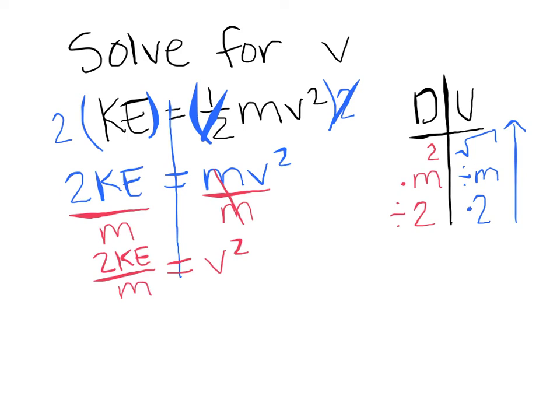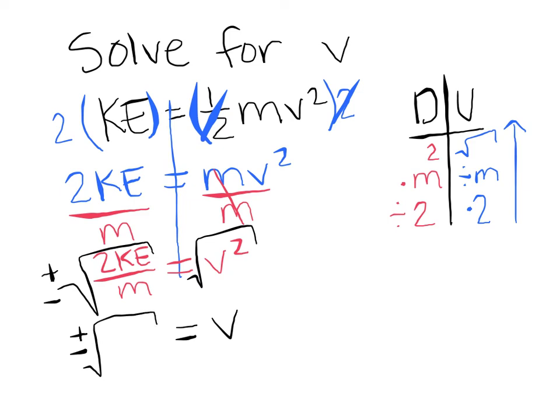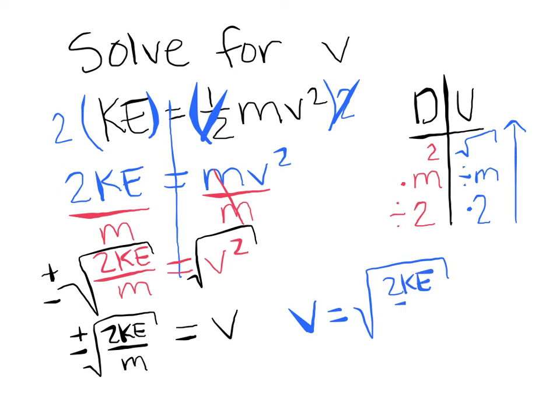Last thing we need to do is square root both sides. So square root, square root. What do I need to remember when I take the square root? Plus or minus. So we have velocity left over equals plus or minus the square root of 2 kinetic energy over m. In this case, again, you can probably ignore the minus and focus on the positive answer. V equals the square root of 2 times kinetic energy over m.